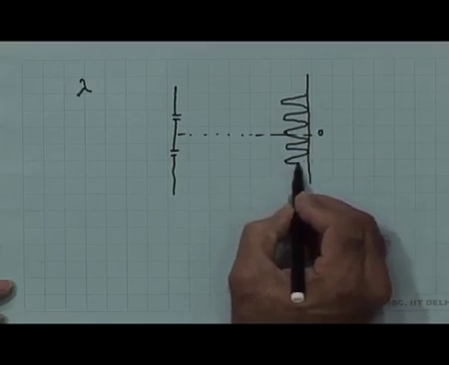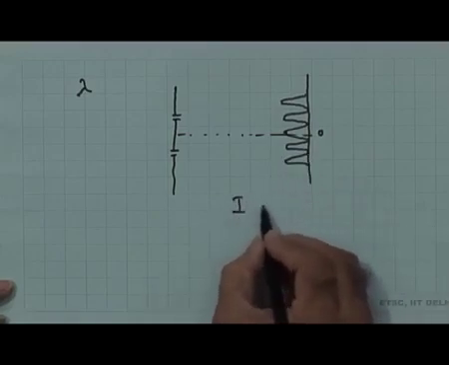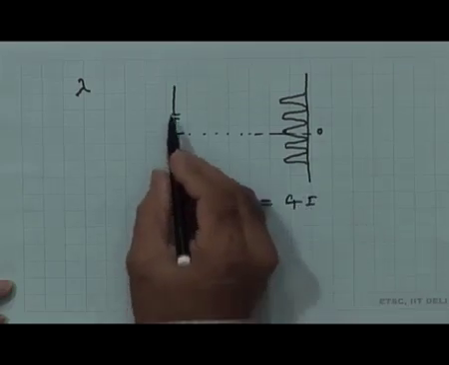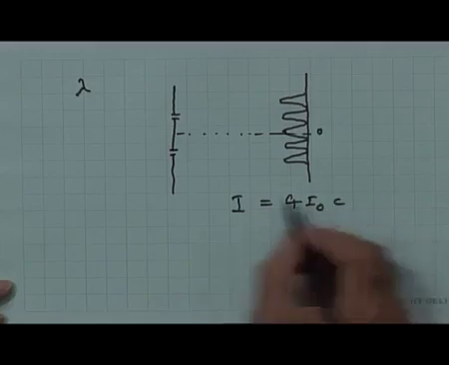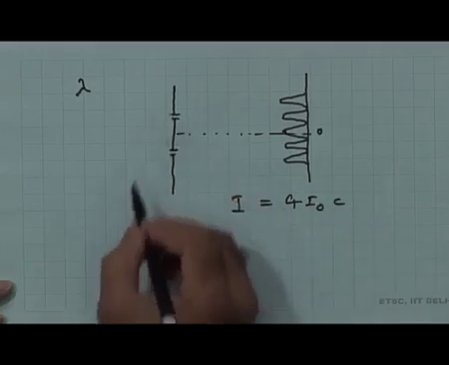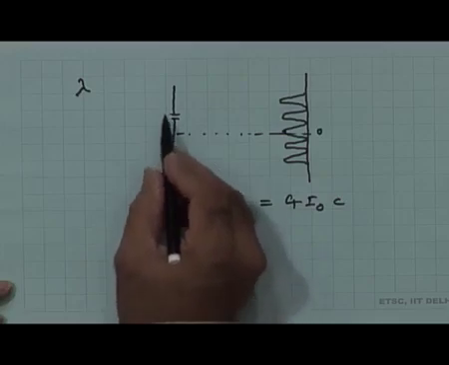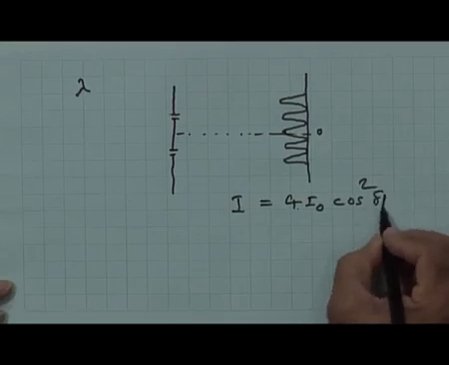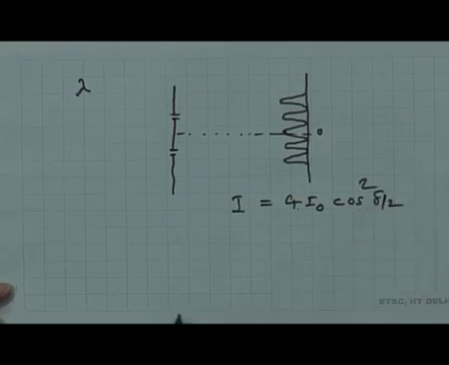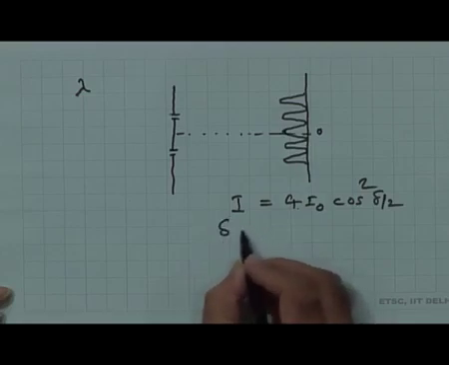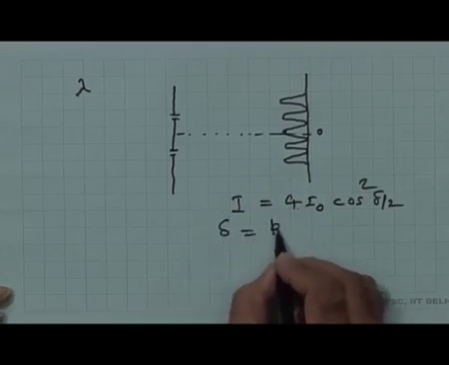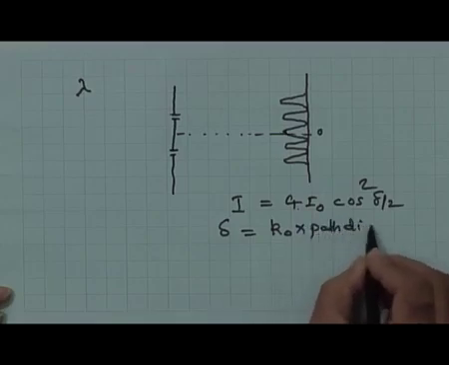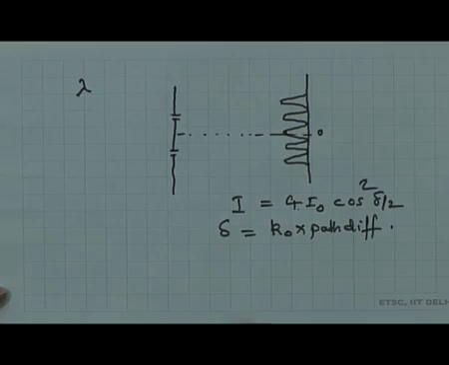So, the intensity variation is given by I equal to 4 times I 0, assuming that the amplitudes are equal and each one of them is of the same slot. Then we have seen that I is equal to 4 I 0 cos square delta by 2, where delta is the phase difference, delta is equal to k 0 into path difference.